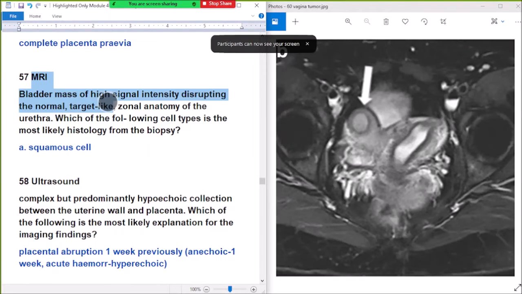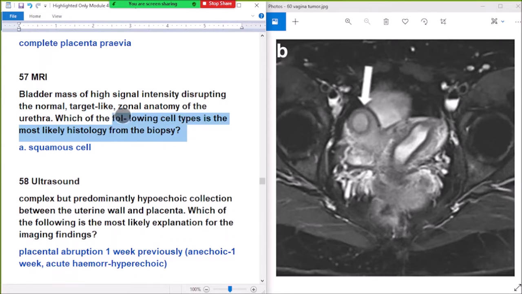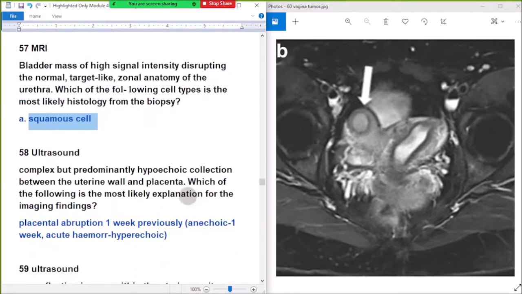The answer was that the mass of high signal intensity is disturbing the normal zonal anatomy of the urethra. The most likely cell type is squamous cell carcinoma.